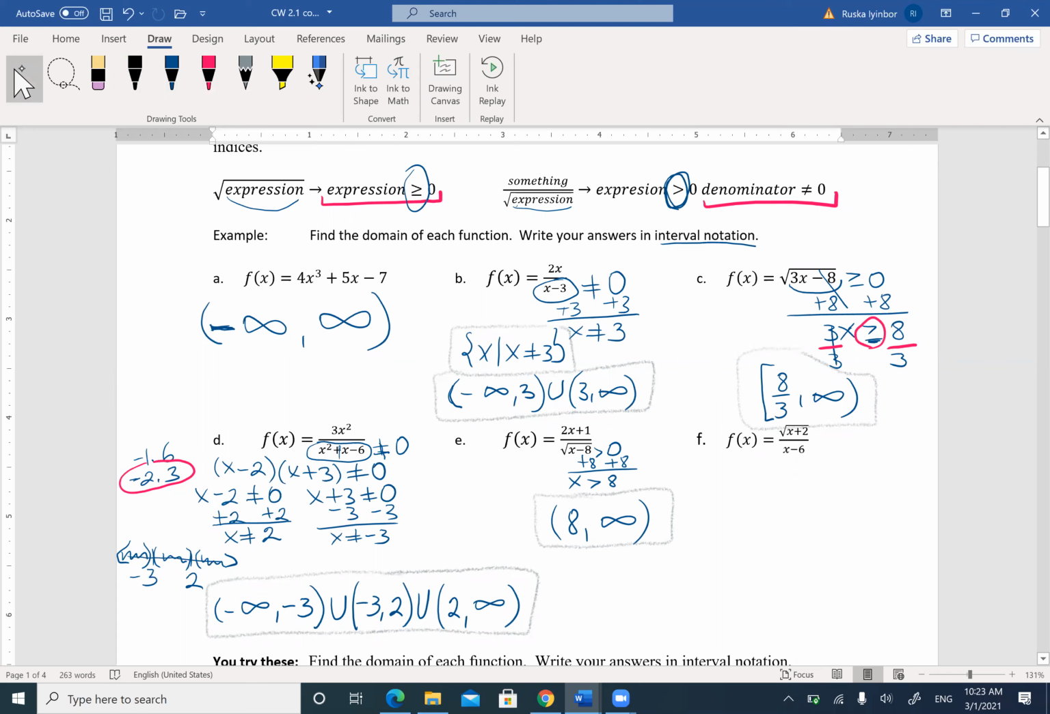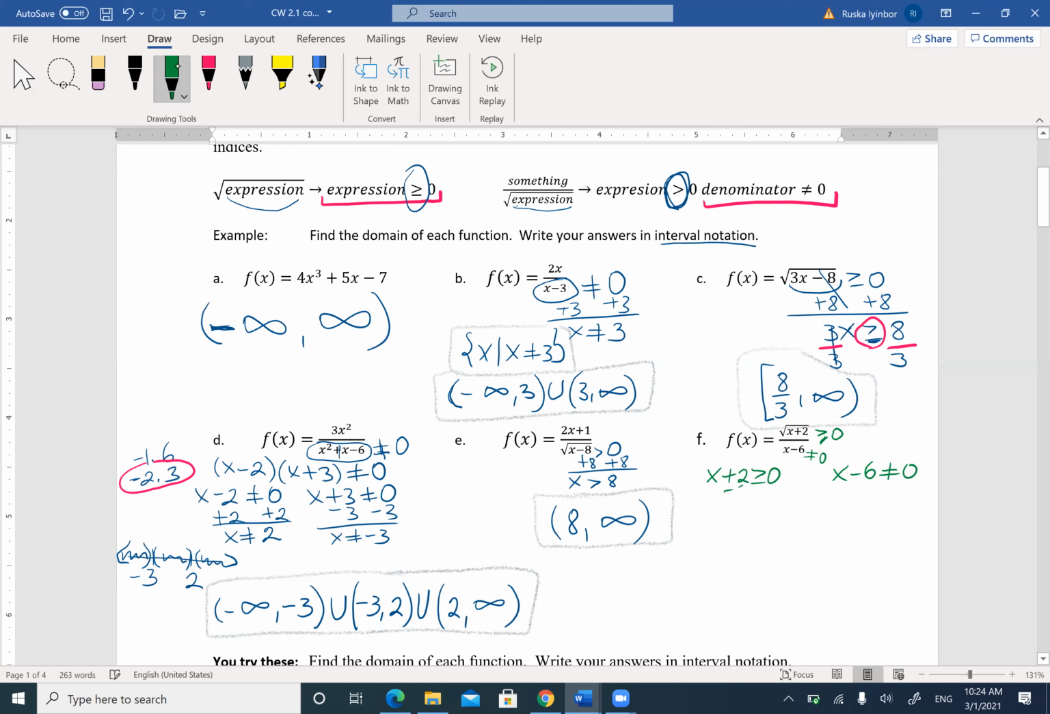And then we have one more here, number F. We have to find the domain. So here we have two things: we have a fraction and also a square root, but the square root is in the top. If the square root is in the top of the fraction, we're going to do the same: greater than or equal to 0 in the top, and also the denominator not equal 0. So these are two different expressions we have to solve. I have to solve x plus 2 greater than or equal to 0, and also combine it with x minus 6 not equal 0.